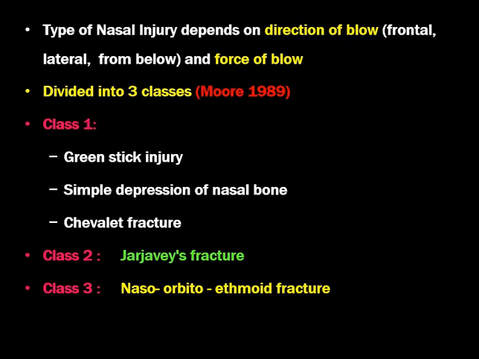The fracture nasal bone can be divided into three classes according to Moore's classification. Class 1 is green stick injury. What is green stick? Suppose when you try to break a green stick, that usually doesn't break. The green stick bends but does not fracture. That is green stick injury, usually seen in children where the periosteum is intact but it just bent. That may lead to external nasal deviation in adulthood as the child grows up.